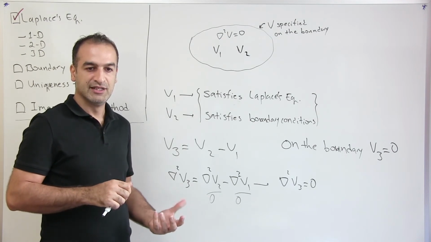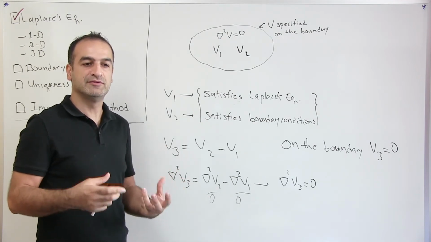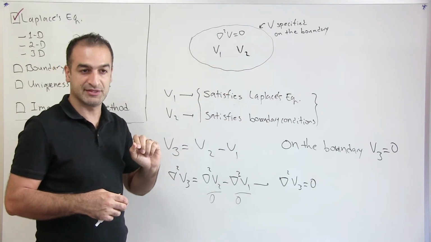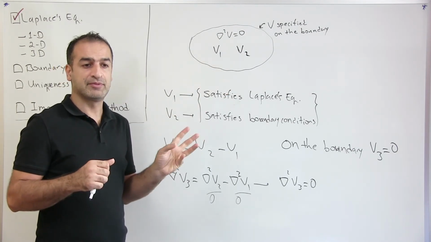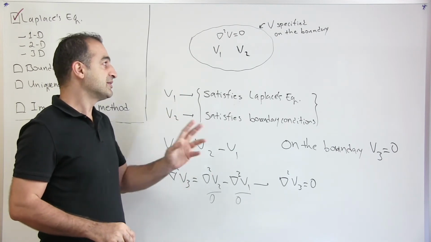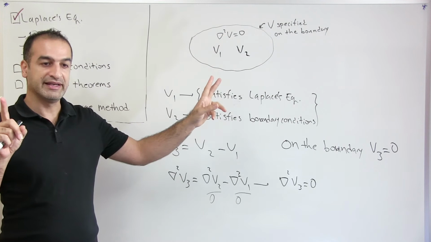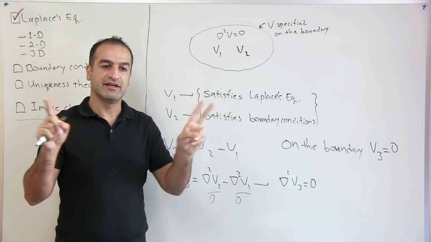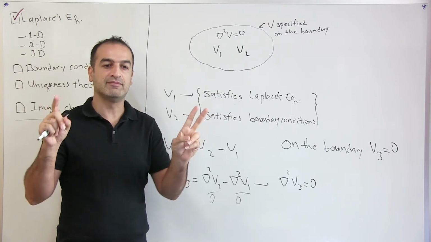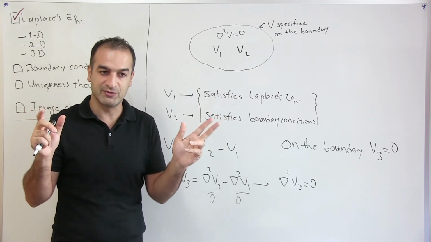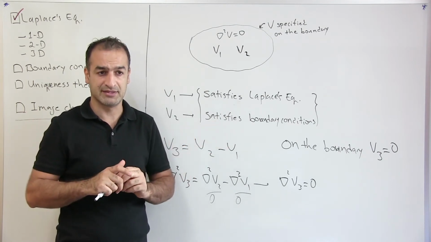Make sense? So here, the idea is this: we want to prove the uniqueness. We want to prove that there is only one solution for Laplace's equation. The approach was this: let's suppose there are two solutions, V2 and V1, and then we looked at the difference between these two, and we figured out the difference of V2 and V1 must be zero, meaning that there is always one and only one solution to Laplace's equation.